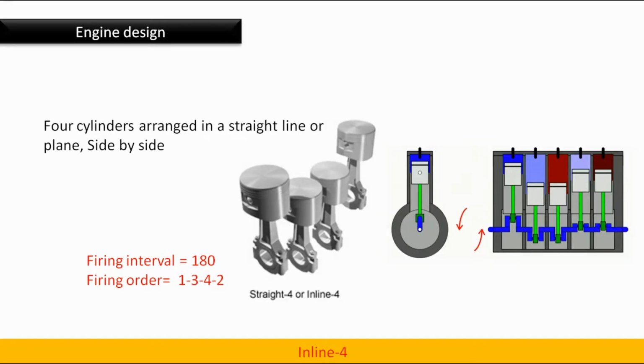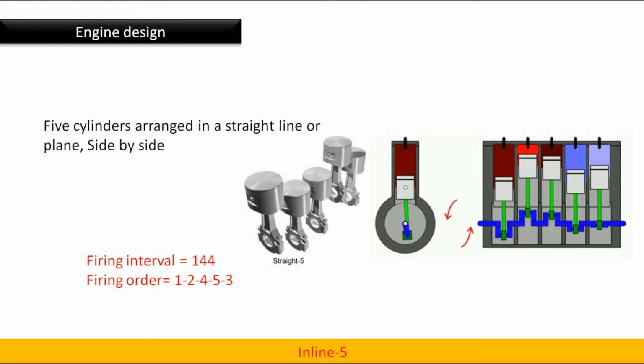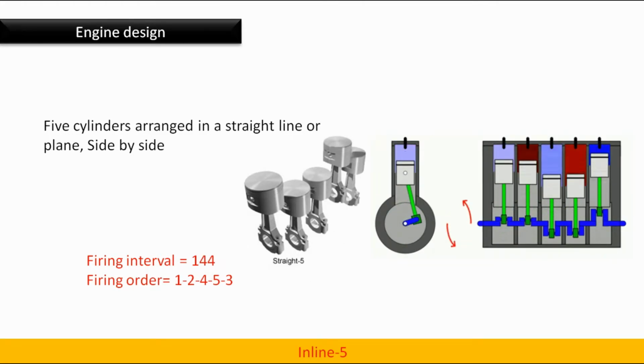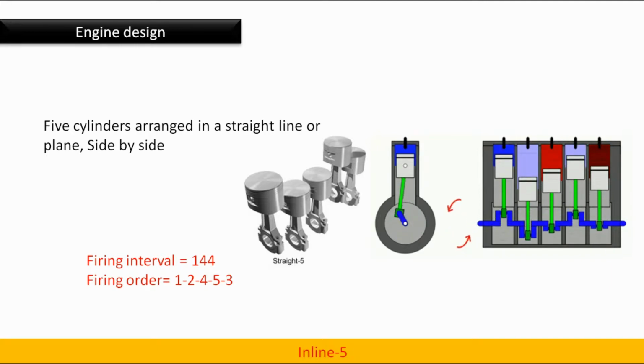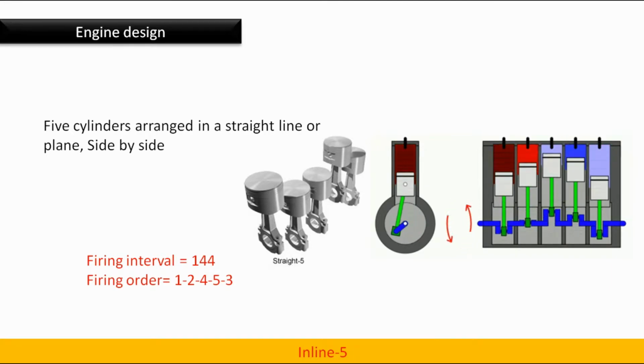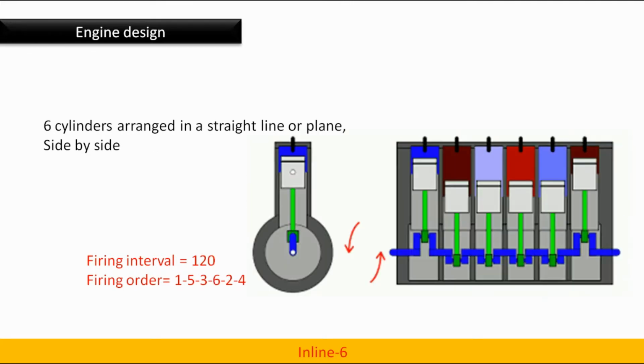Inline 4 engine. 4 cylinders arranged in a straight line or a plane side by side. Firing interval is 180 degrees and firing order is 1, 3, 4, 2. Inline 5. 5 cylinders arranged in a straight line or a plane side by side. Firing interval is 144 degrees. Firing order is 1, 2, 4, 5, 3. Inline 6. 6 cylinders arranged in a straight line or a plane side by side. Firing interval is 120 degrees. Firing order is 1, 5, 3, 6, 2, 4.